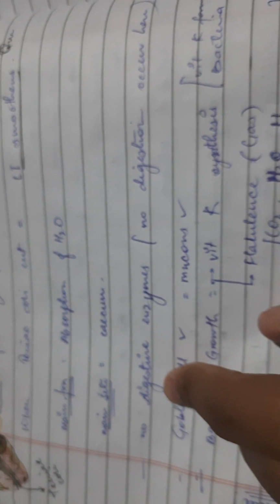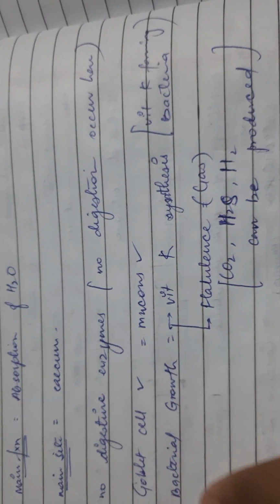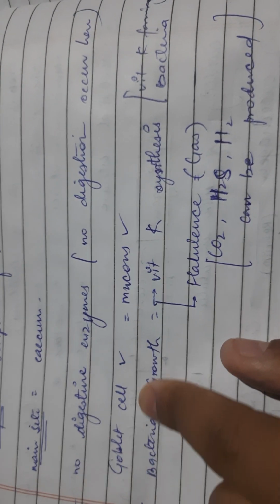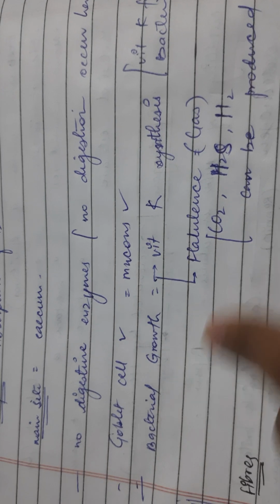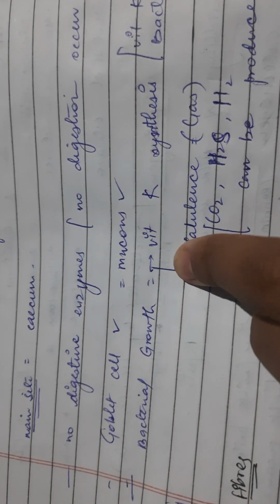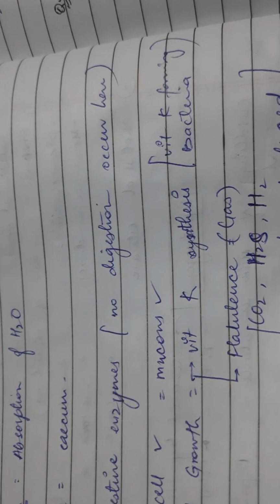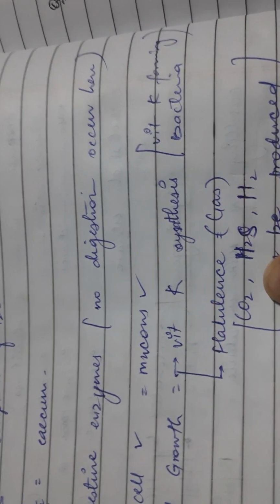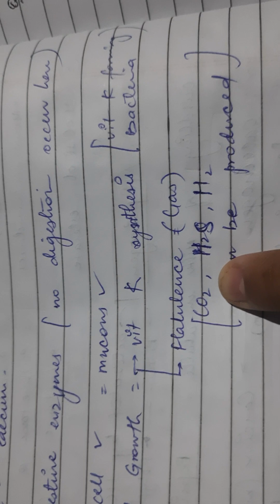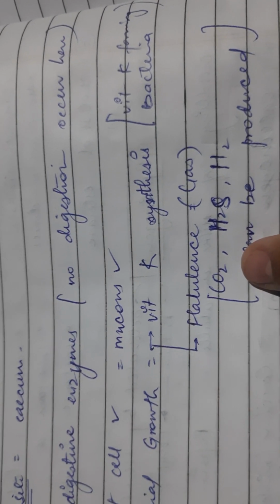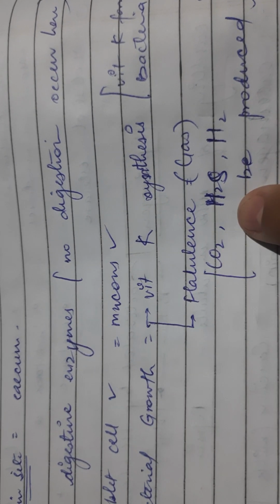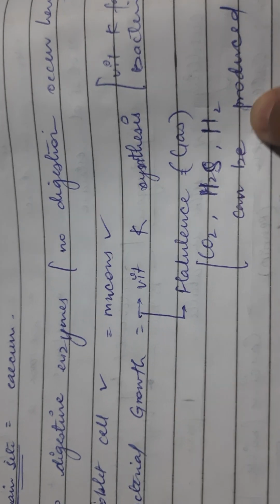No digestive enzymes, no digestion occurs here. Okay, goblet cells are present, mucus is secreted. Bacterial growth. Vitamin K synthesis occurs here because vitamin K forming bacteria are present here. Flatulence gas occurs here because of bacterial reactions; CO2, H2S, hydrogen gas can be produced.